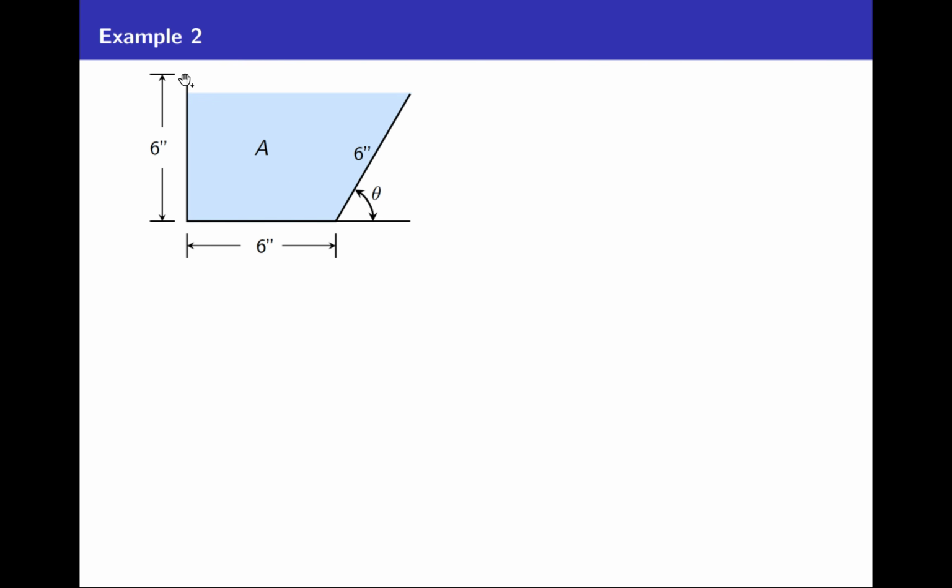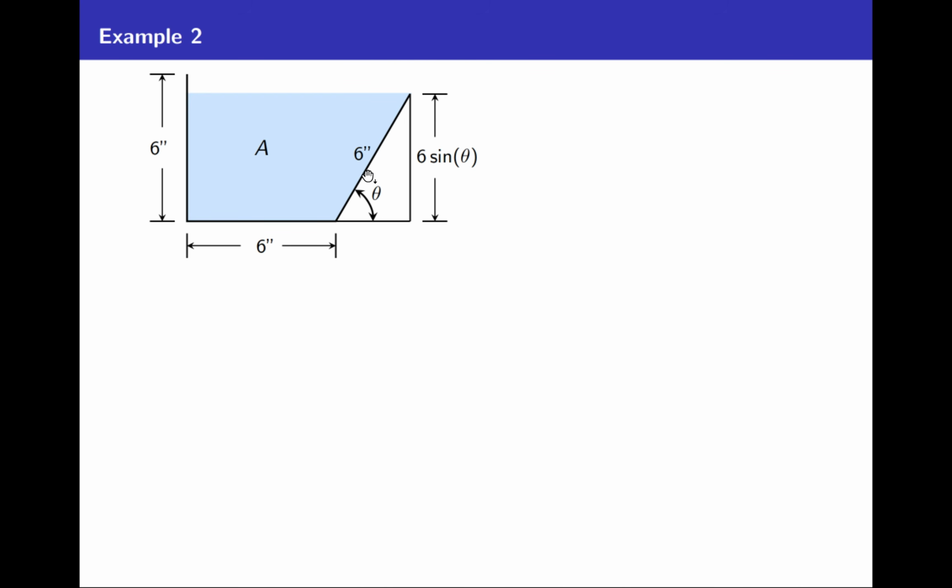Now this gutter is 6 inches tall on the left. Maybe that's where it attaches to a wall. It's 6 inches wide, and then you have an angular section of 6 inches that comes out like this. And we want to find this area A. And that area looks like a trapezoid. Let's see if we can find it. I'm going to drop the height down like this, and we can find the height of this area of water.